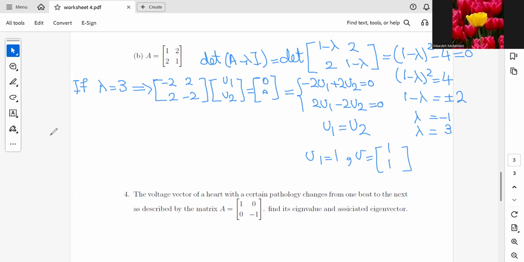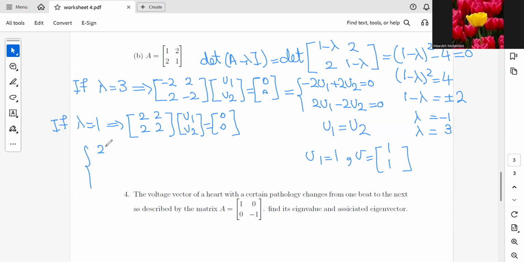Now, for the next part, if lambda is negative 1, it will be 2, 2, 2, 2. And obviously, they are the same. So from this one, the equations will be 2v sub 1 plus 2v sub 2 equals 0. And also the next one, 2v sub 1 plus 2v sub 2 equals 0. So either the first one or the second one, v sub 1 will be negative v sub 2. And you know that these are the same but the opposite.